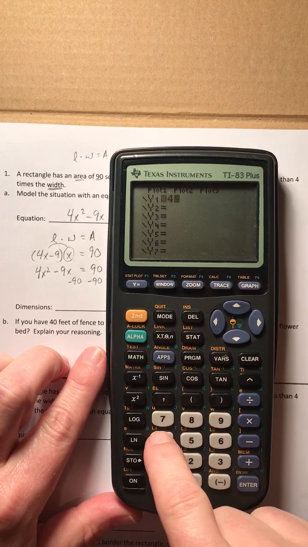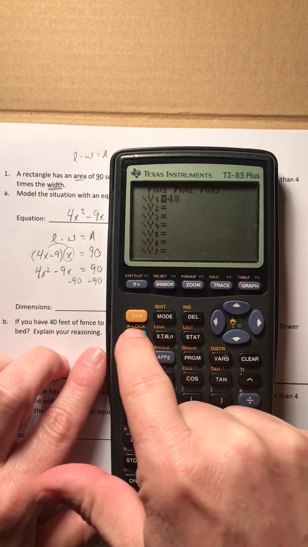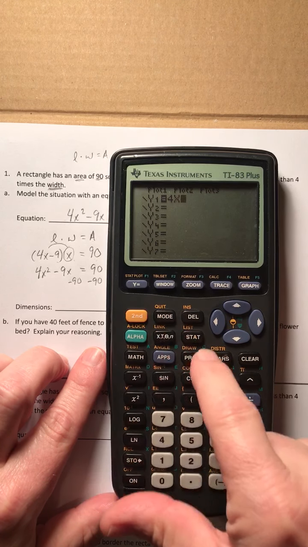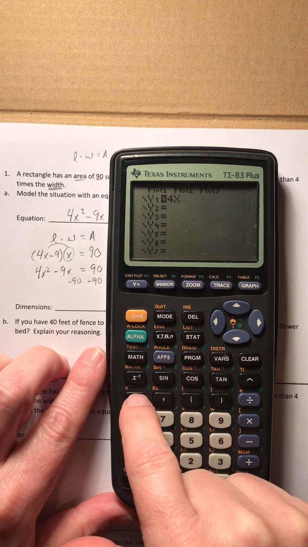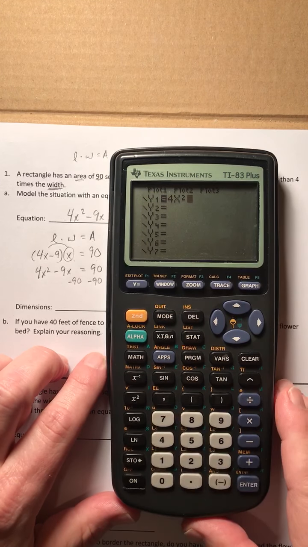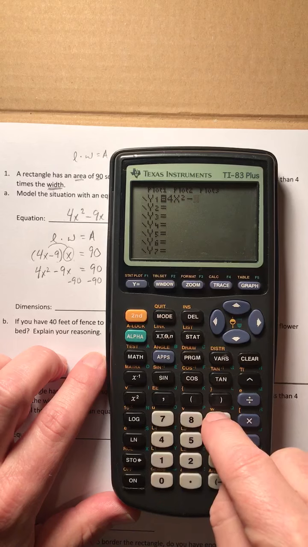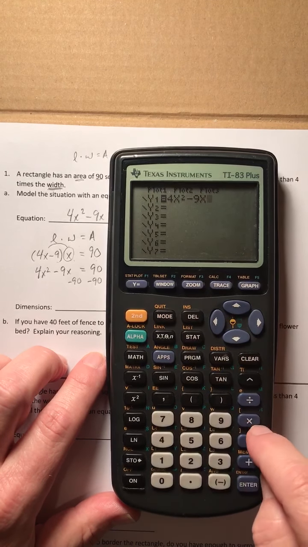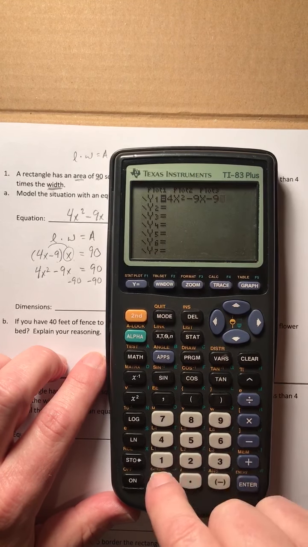So I'm entering in there 4, then the x key is right here, beside this alpha key. And then the square key is right down here, the 5th one down in this row. So it says x squared. So x squared. And then minus 9, and then the x again, and then minus 90.